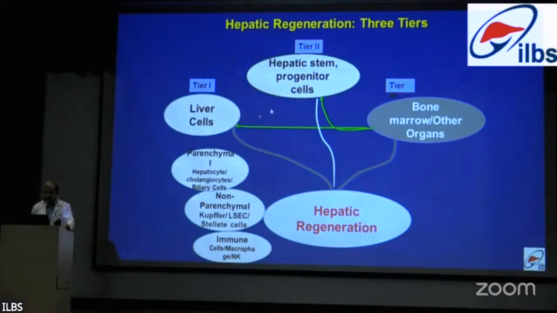Which are the players? The liver cells, the parenchyma, hepatocytes, cholangiocytes, biliary cells, non-parenchymal cells, Kupffer, LSECs, stellate cells, and the immune cells. The second tier is hepatic stem cells, progenitor cells, and third tier is the bone marrow. They all play at different times and depending on the injury to the liver.